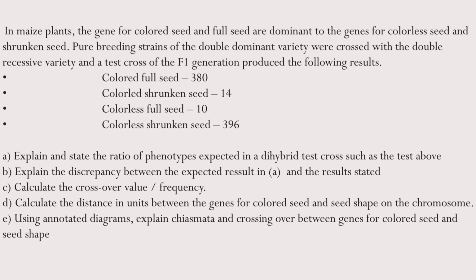Questions. A. Explain and state the ratio of phenotypes in a dihybrid test cross as the test above. B. Explain the discrepancy between the expected results in A and the results stated. C. Calculate the crossover value or crossover frequency. D. Calculate the distance in units between the genes for colored seed and seed shape on the chromosome. E. Using annotated diagrams, explain chiasmata and crossing over between genes for colored seed and seed shape.